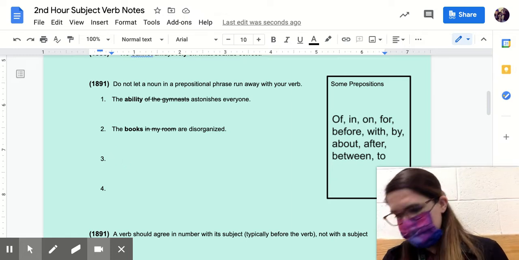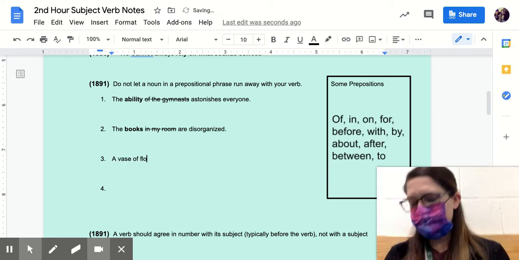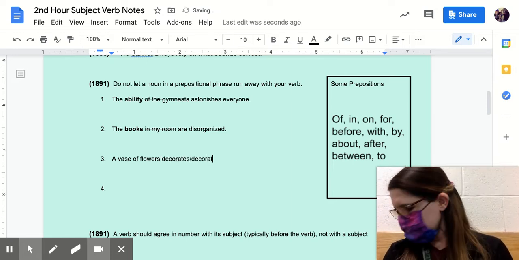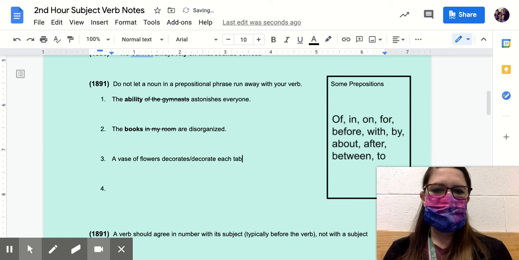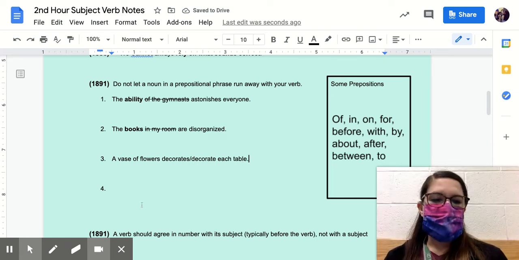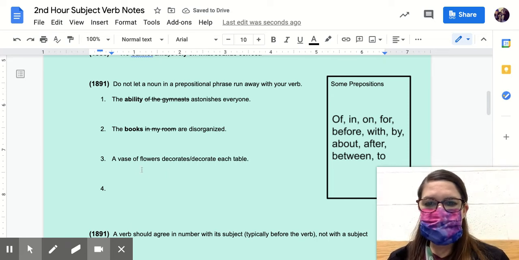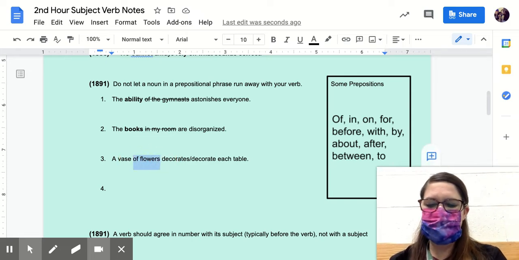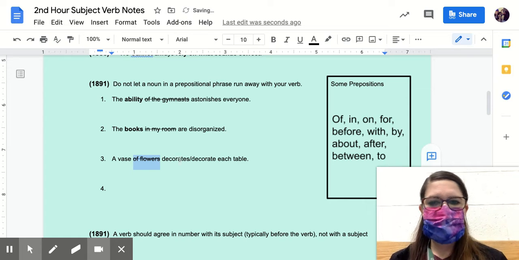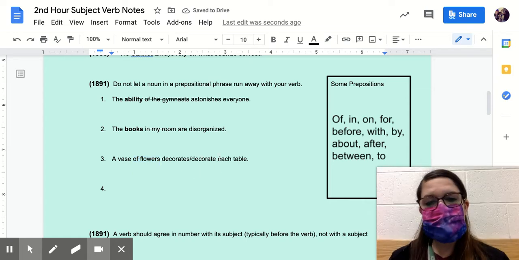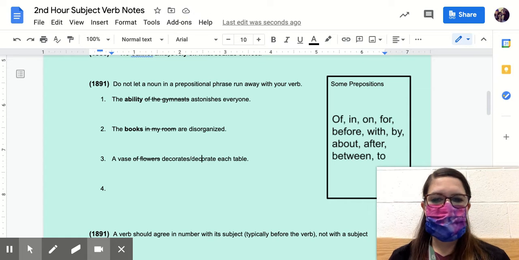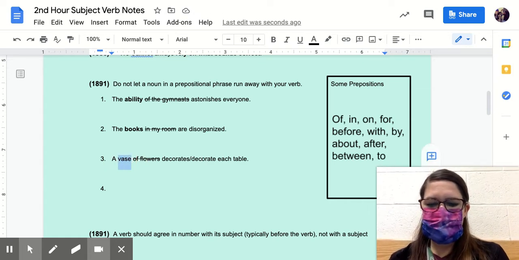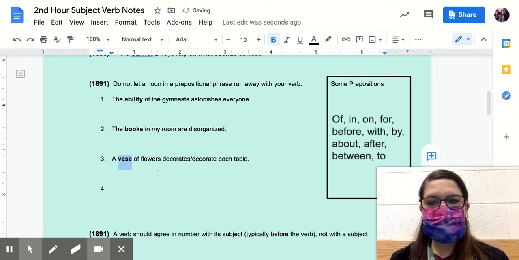The next one, a vase of flowers decorates or decorate each table. So again, we're looking for prepositional phrases first. We see the preposition of what? Of flowers. So we are going to cross that out. Our verb is either decorates or decorate. So we have to ask who or what is doing the decorating. In this sentence, a vase. So that is the subject.